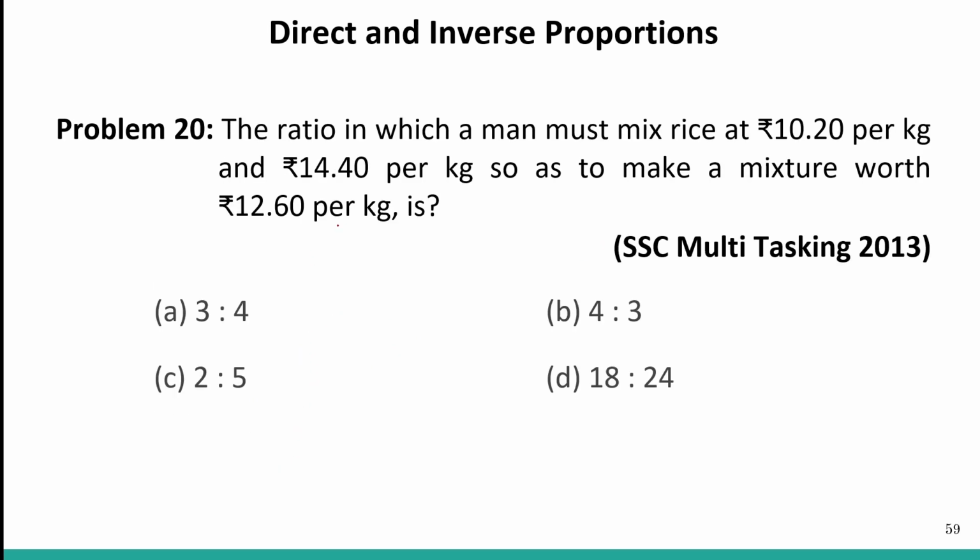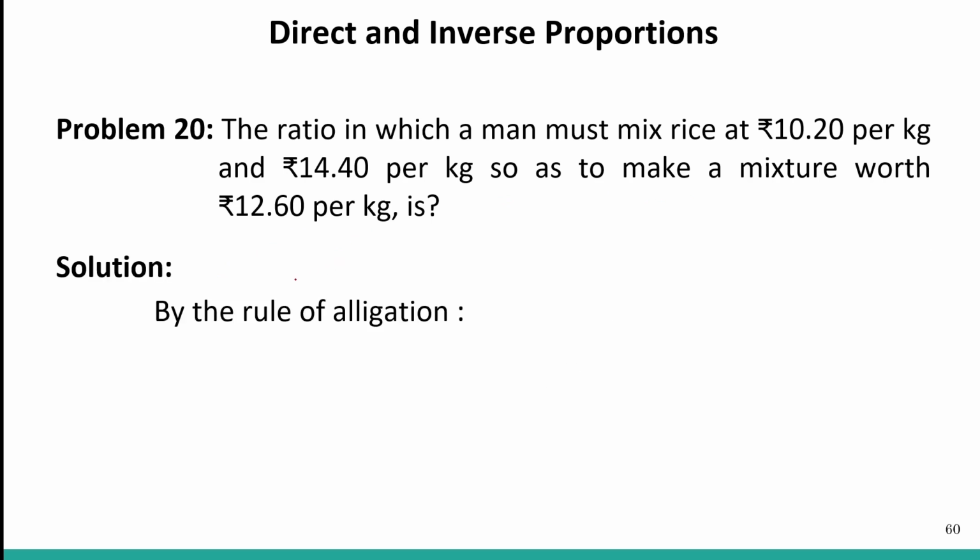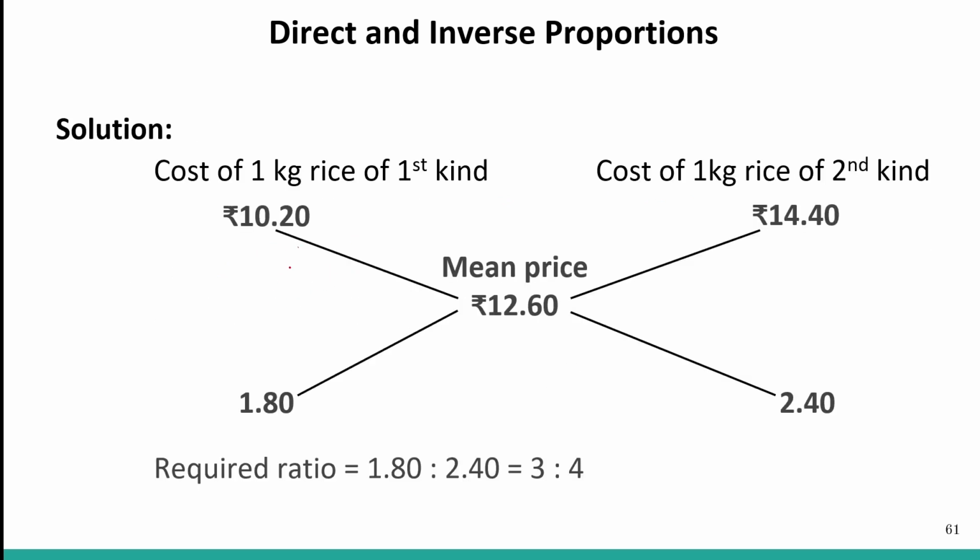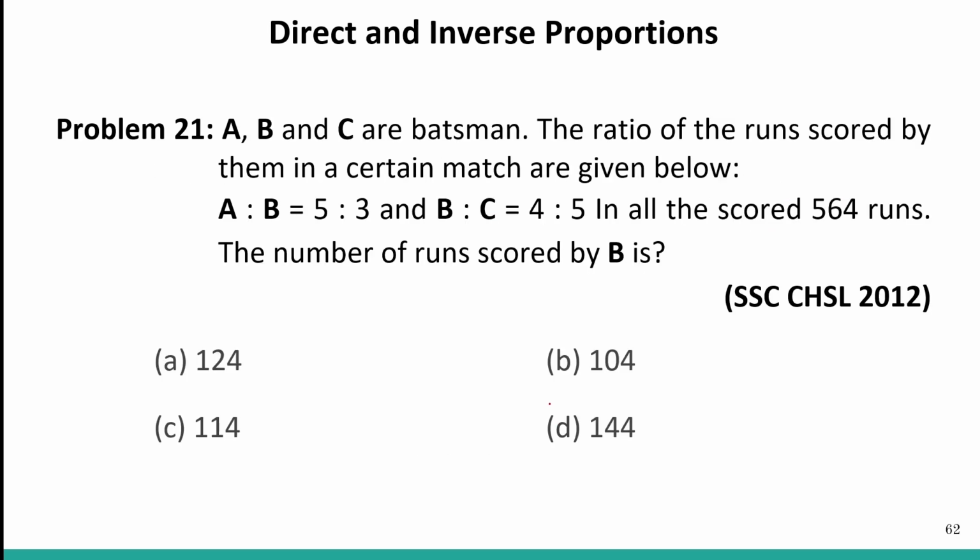So let's see problem number 20. The ratio in which a man must mix rice at 10.20 per kg and 14.40 per kg so as to make the mixture worth 12.60 per kg is. So by the rule of alligation, 10.20 and 14.40, mean price will be 12.60. So the differences are 1.80 and 2.40. So the required ratio is 1.80 is to 2.40 is equal to 3:4.